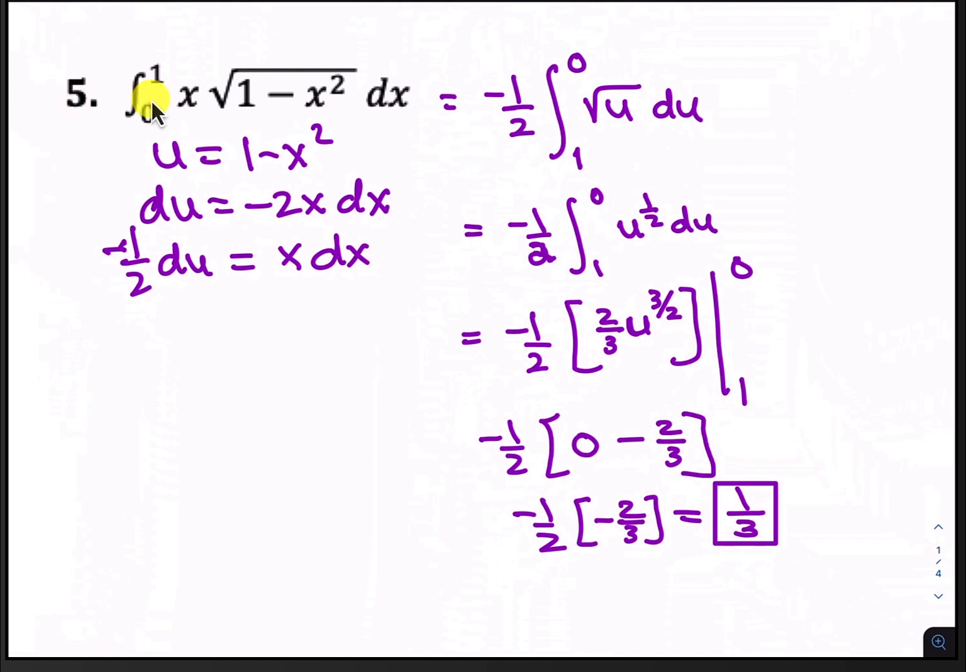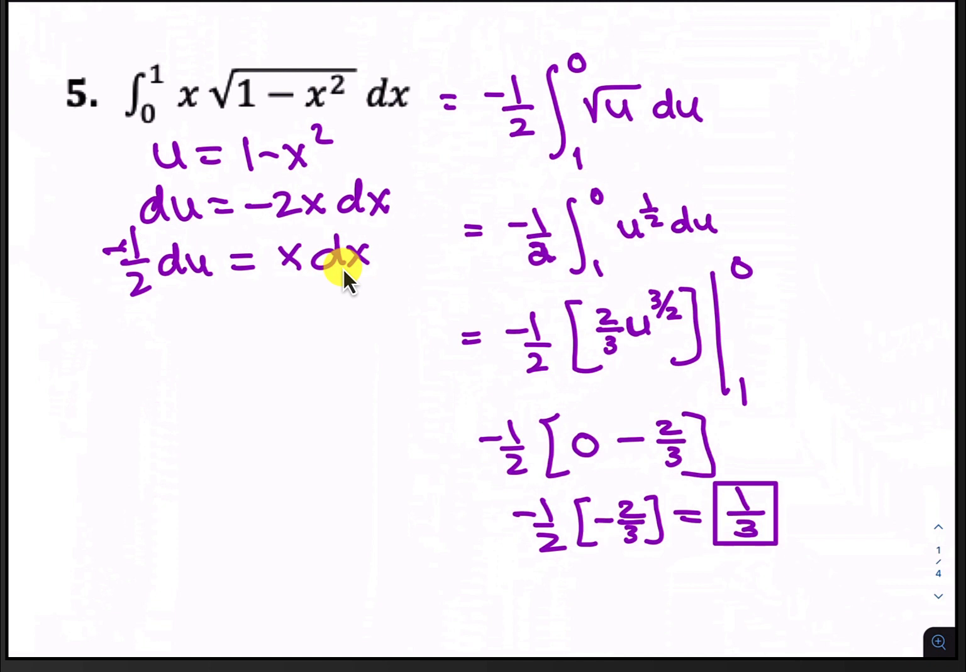And here's number 5. The definite integral from 0 to 1 of x times the square root of 1 minus x squared dx. We'll use u substitution and let u equal 1 minus x squared, which means du is going to be negative 2x dx. Now, in the original problem, we see x dx. So we want to isolate the x dx here. So to do that, we'll divide by negative 2 on both sides, which is the same thing as multiplying by negative 1/2. So on the left, we get negative 1/2 du, and on the right, we have x dx.